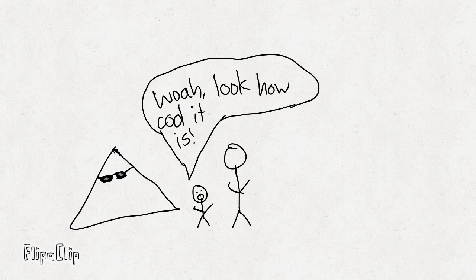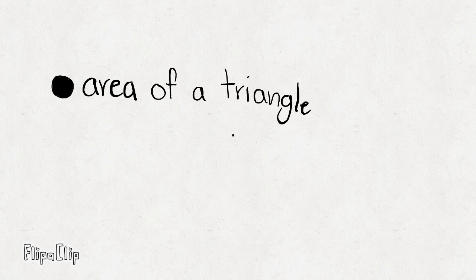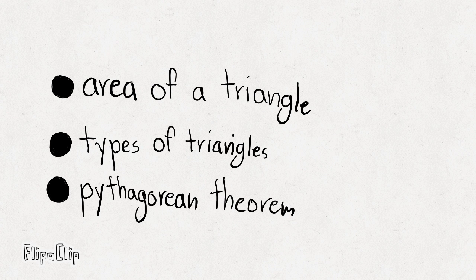The ones we're going to be covering in this video are explaining the area of a triangle, a few types of triangles, and the Pythagorean theorem. I know it sounds like a mouthful, and it kind of is, but it's actually really cool and a pretty helpful theorem. With that, let me begin.